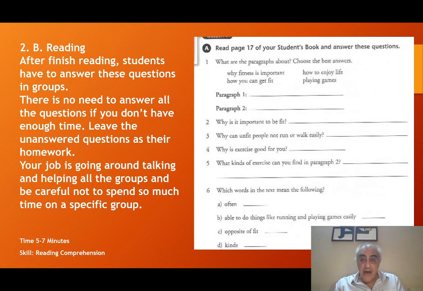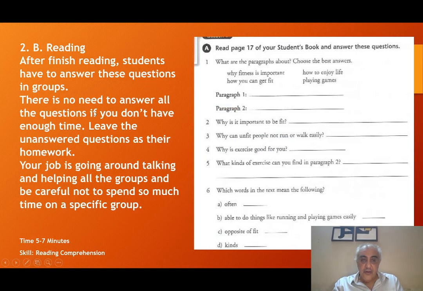Now, after they finish reading the text, they go into doing the activity here, the answer. After finishing reading, students have to answer these questions in groups again. Again, this is not your job. Your job is not to answer these questions. Don't answer these questions, please. This is supposed to be done by students. After reading, they are answering questions, okay?